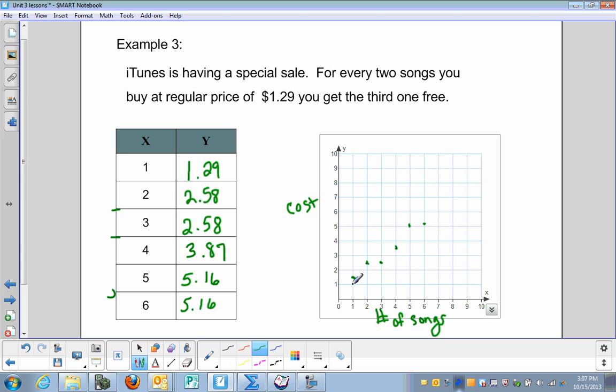All right. You can see that these are just dots on the graph. They're not connected. They are considered discrete, individual items. It's not a continuous line. It's called a discrete graph because I can only purchase whole songs: 1, 2, 3, 4. I can't purchase a half or 7/8 of a song. So when I graph it, I graph individual points. That's called a discrete graph. If they're connected, it's called continuous.